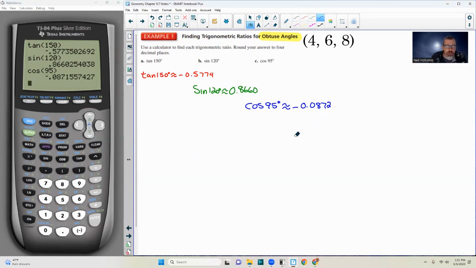That's all you do. Make sure you're in degree mode and use your calculator to get these approximations to 4 decimal places. Now try numbers 4, 6, and 8 in your exercises.